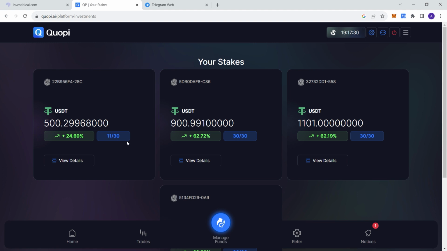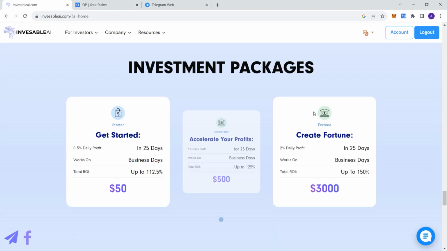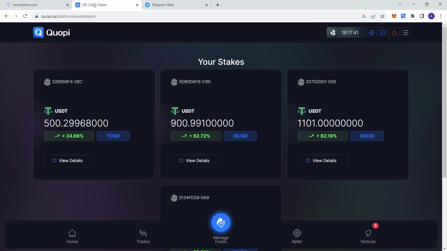Which one has a better withdrawal? And so Invisible, it takes anywhere from 10 to 24 hours to withdraw your money. And in Quopi, this one is instant. This thing hits your account right away. So I think with this one, I'm going to say Quopi is the winner as far as withdrawal goes, because it's quick on this one.